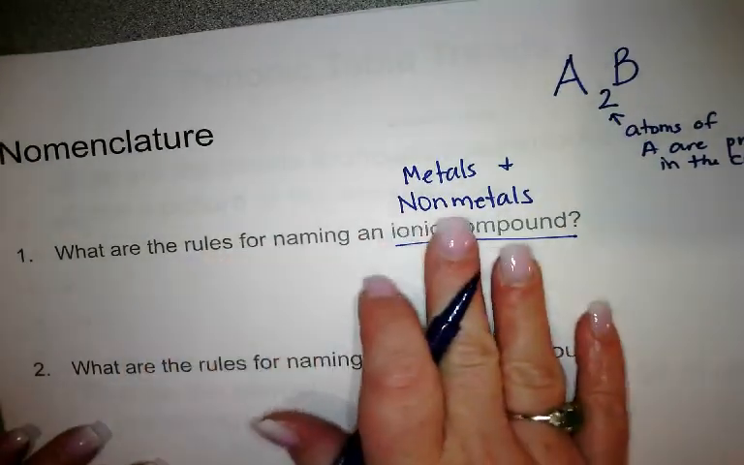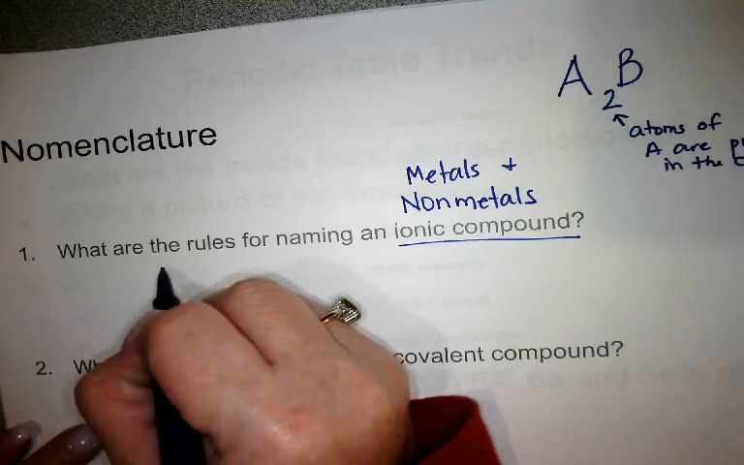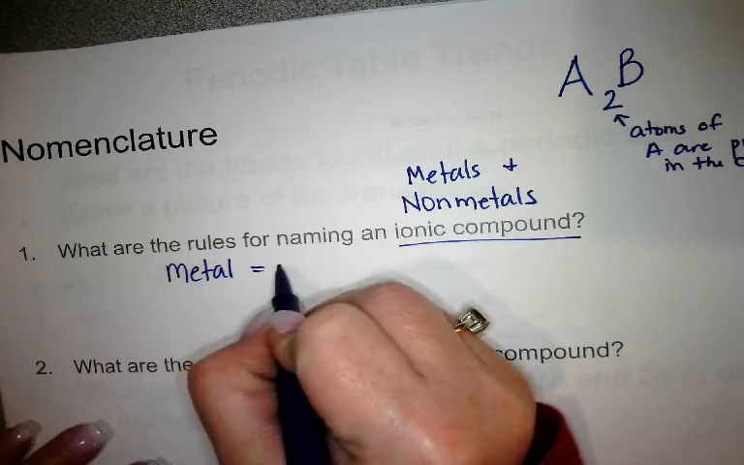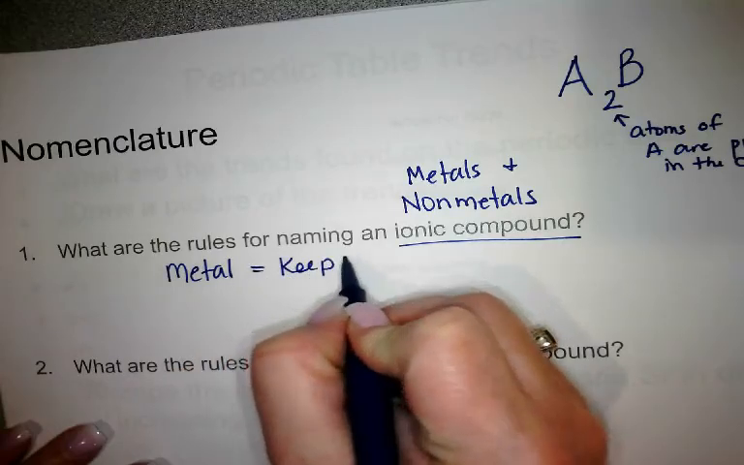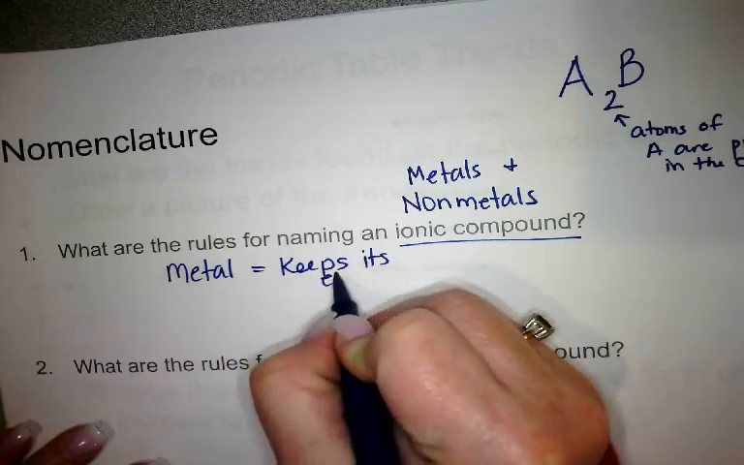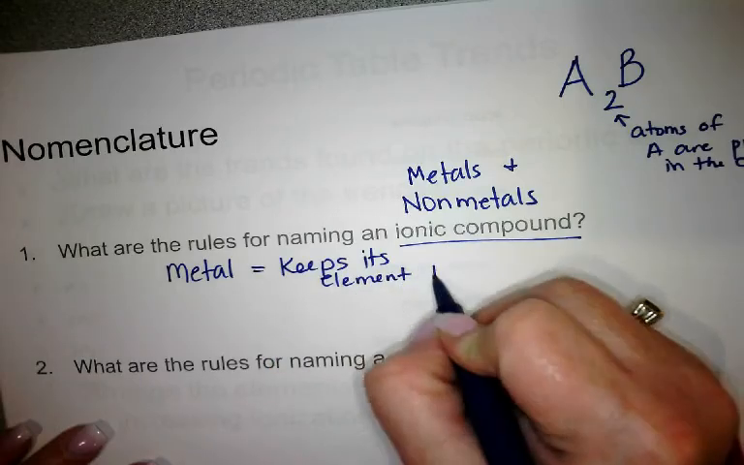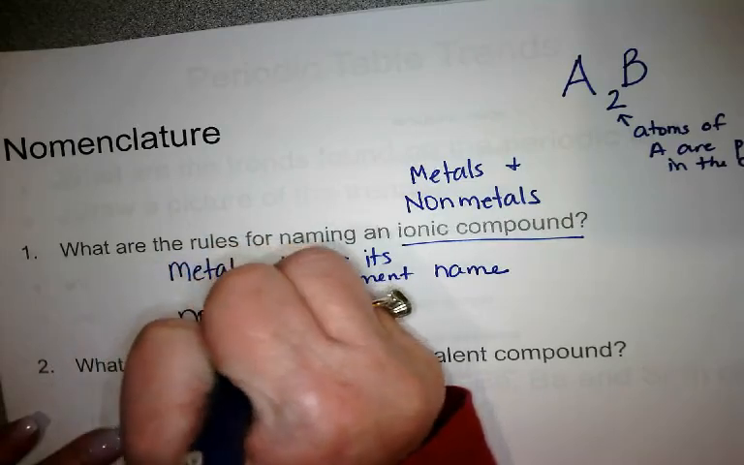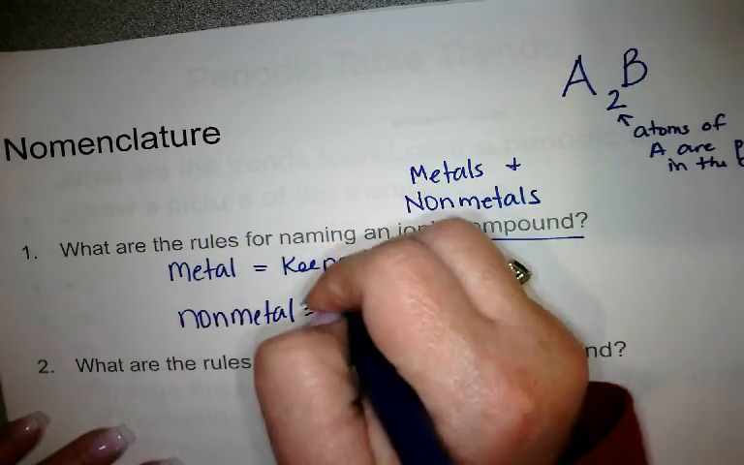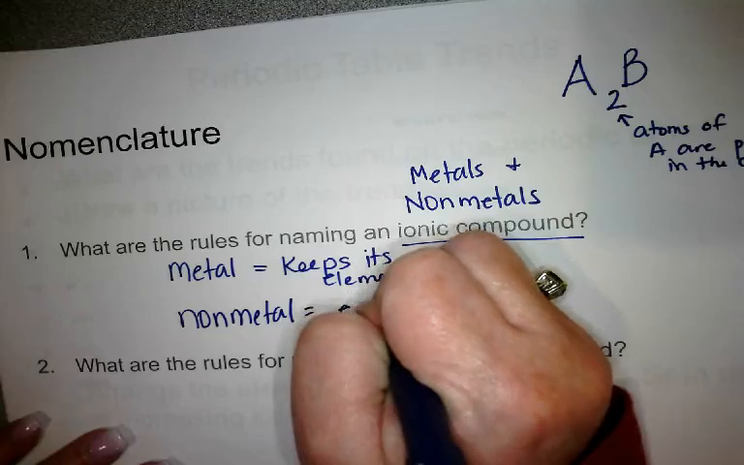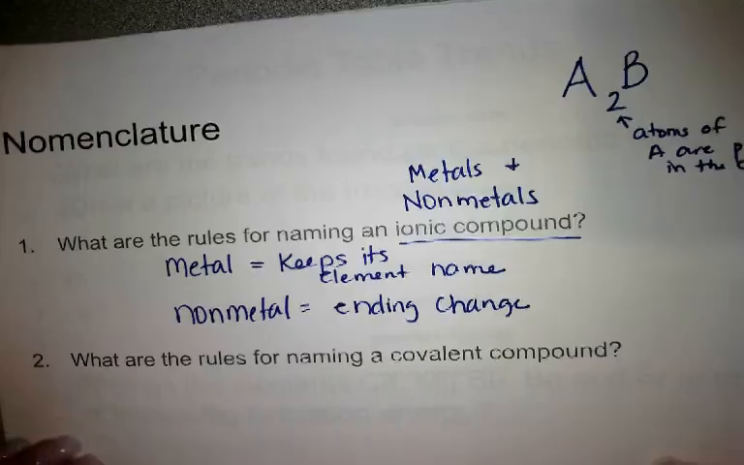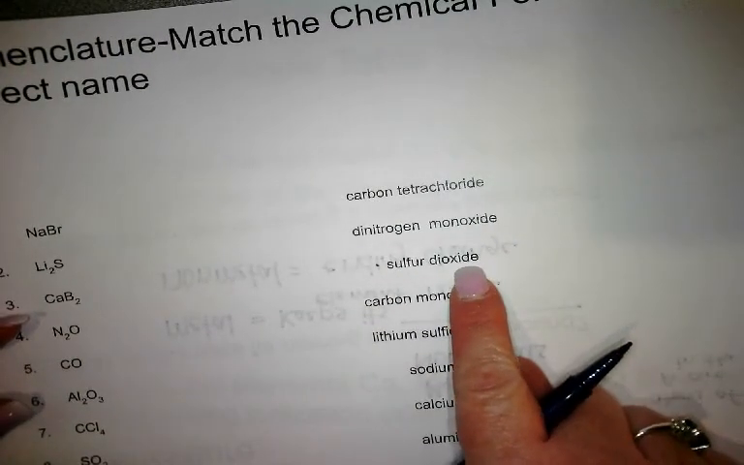So basically, the metal will keep its element name, and the nonmetal will have the ending changed. I'll show you what I mean by that. So it typically ends in ide.